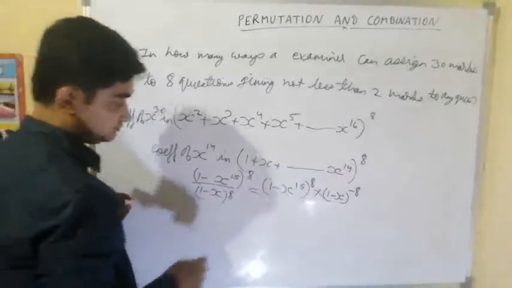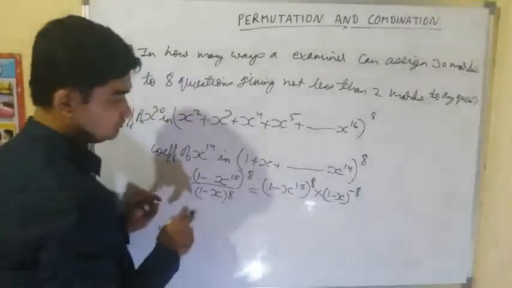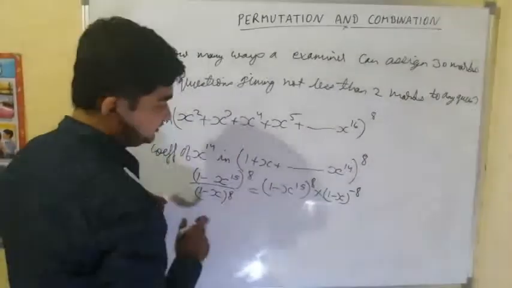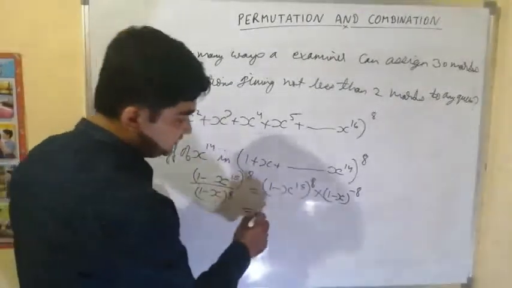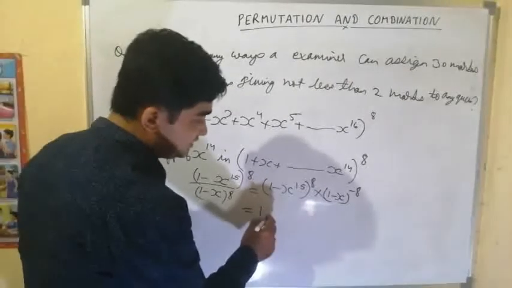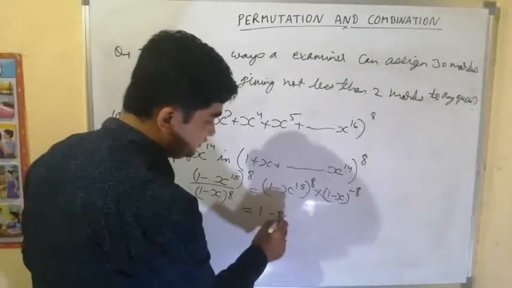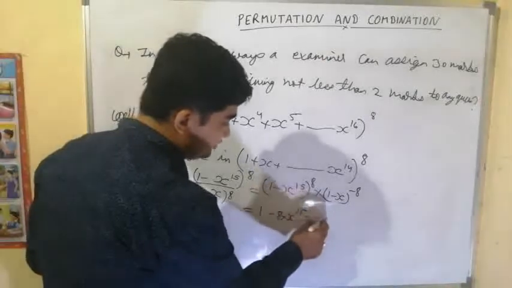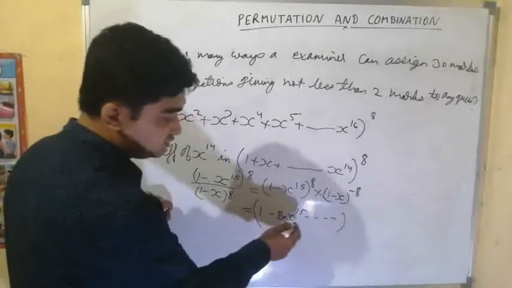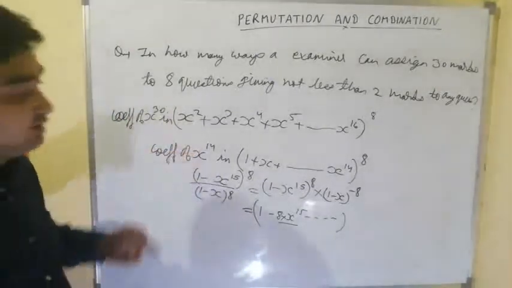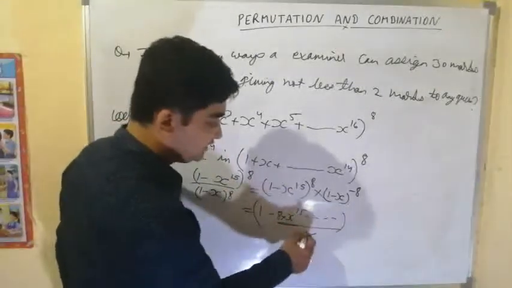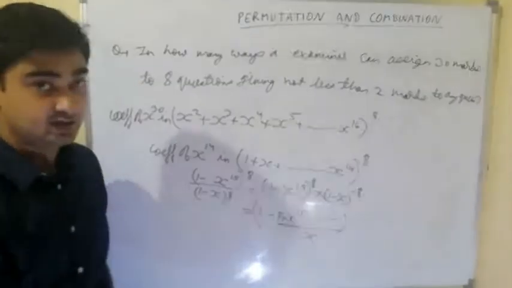Now what will happen? We can expand by binomial expansion, no problem in this. We will have 1 plus nx, that is 8 into x power 15. Other things will be more than x power 15. So the second term itself has become x power 15. We want the coefficient of x power 14. So all other higher power terms we can neglect. We will only take 1 from this bracket.